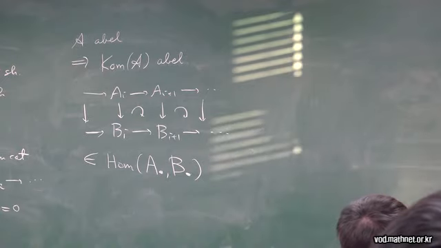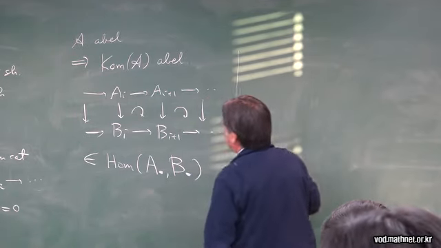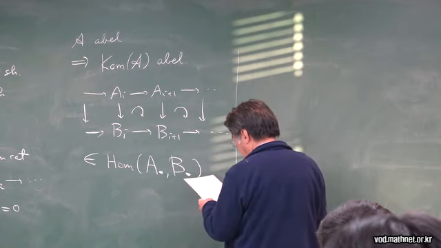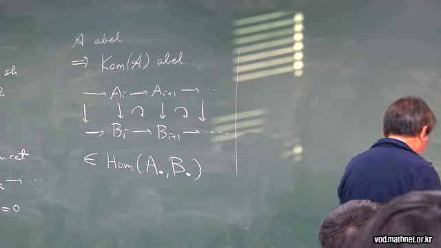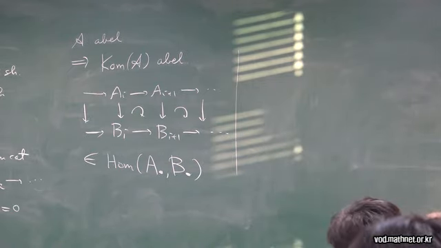So this is the end of the second section. One more thing, there's the adjoint functor. I'll explain later. So this is the end of the second section.